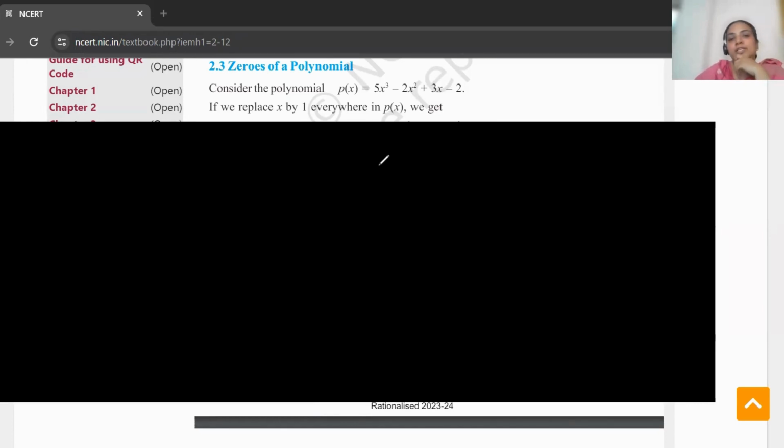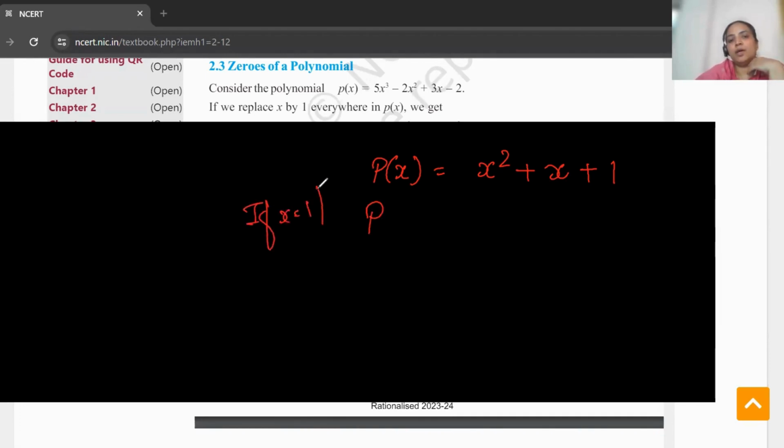राइट बच्चा? जैसे मैं आपको कह रही हूँ दिस इज p of x equals to x square plus x plus 1. This is a polynomial given in the term x, right? So p of x, I have written one term here. There can be two types of question beta. One is where x ka value is given to you, right beta? So this is, they are asking if x equals to 1.